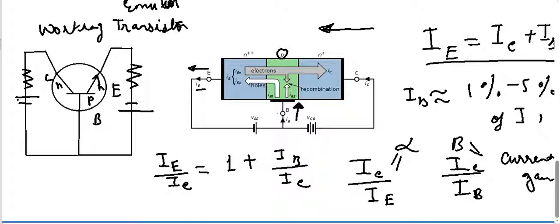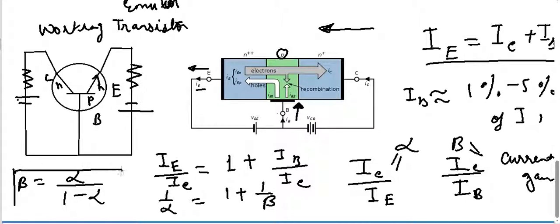And what is IE by IC? IE by IC is the reverse of IC by IE, so it is equal to 1 by alpha, which is equal to 1 plus IB by IC, which is nothing but the reverse of IC by IB, which will be 1 by beta. Again, this is the basic relationship between alpha and beta, and I can rearrange these terms. If I solve this with simple algebra, I will get 1 by beta is equal to 1 by alpha minus 1, that is, beta is equal to alpha divided by 1 minus alpha.